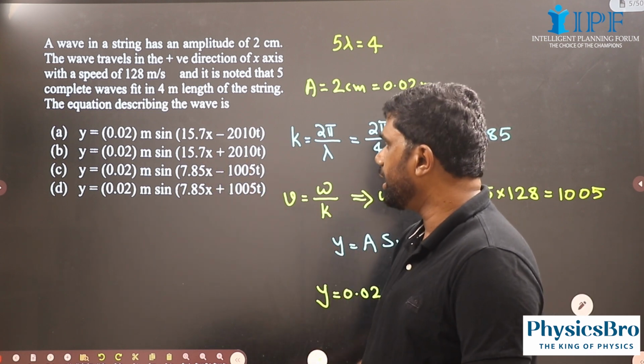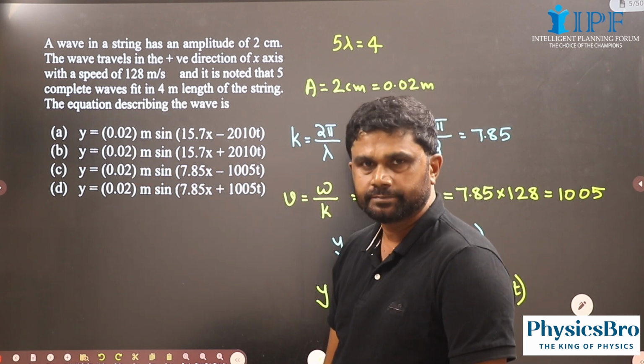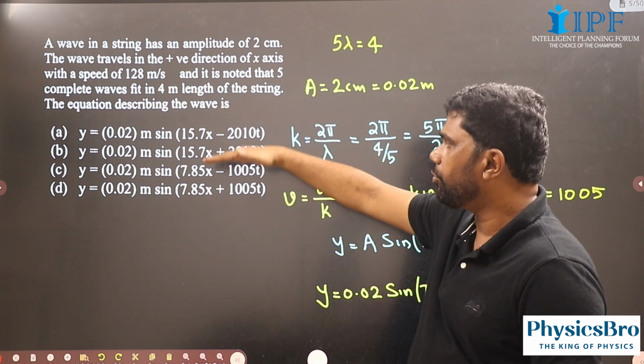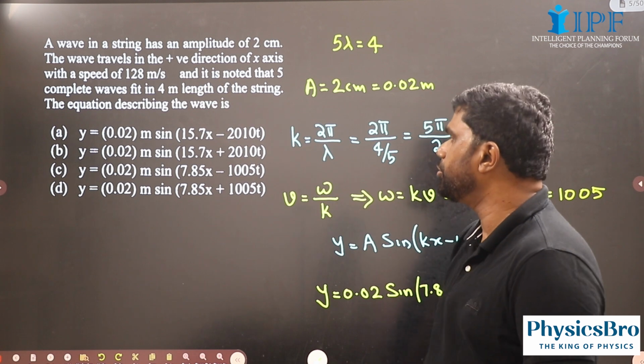So the answer cannot be option B because there is a plus sign in between, and also not D. So the answer will be either A or C. Now, a positive x direction with a speed of 128.